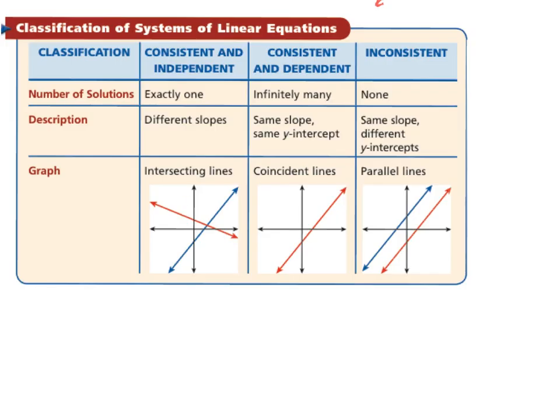So here we're just reiterating all of that. When you have exactly one solution, those are intersecting lines. When you have infinitely many solutions, it's coinciding lines. It's one line stacked on top of the other. When you have no solution, those are parallel lines because they're never going to intersect. So these special situations are what make special systems.